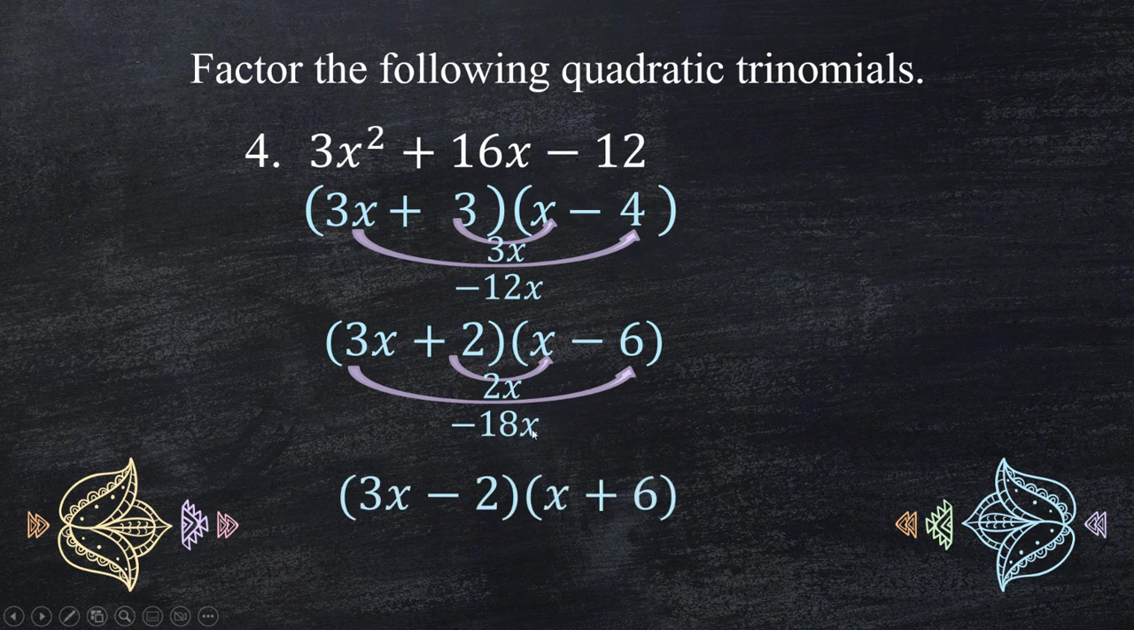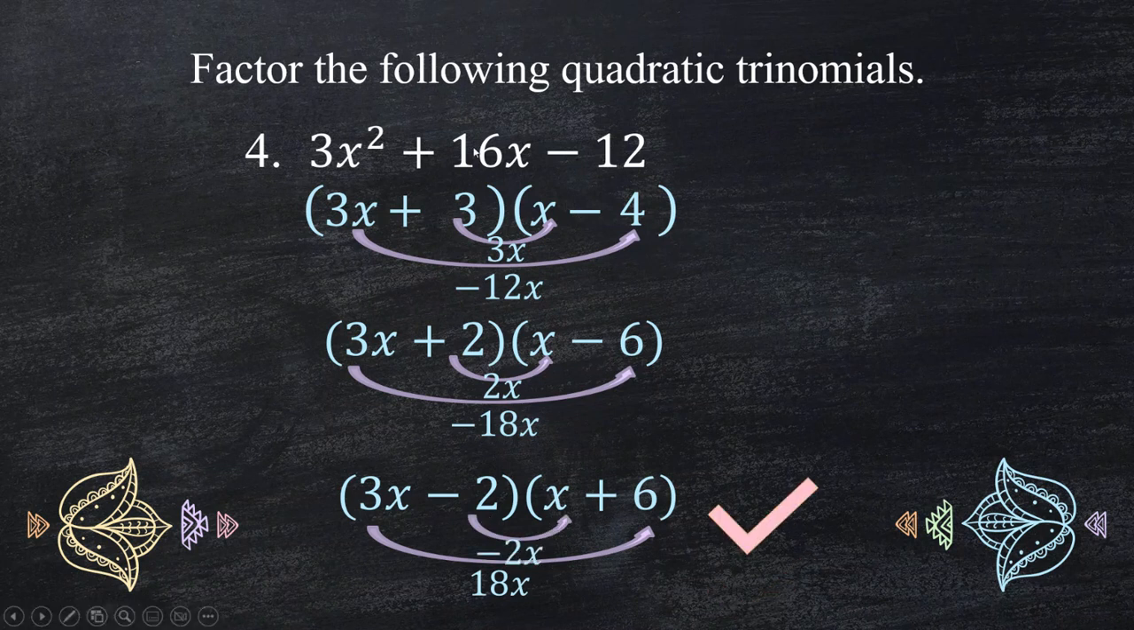If I take negative 18x plus 2x, I get a negative 16x. If you ever get the opposite sign of the middle term of what you're looking for, just swap your signs. Sorry, guys. You want to swap your signs. Okay, negative 18x plus 2x is negative 16x. It's the same number, just the wrong sign. So we need to swap our signs. Okay, sorry about that. 3x times 6 is 18x, and negative 2 times x is negative 2x. Well, 18x minus 2x is 16x.